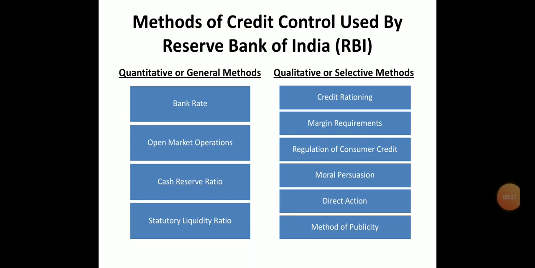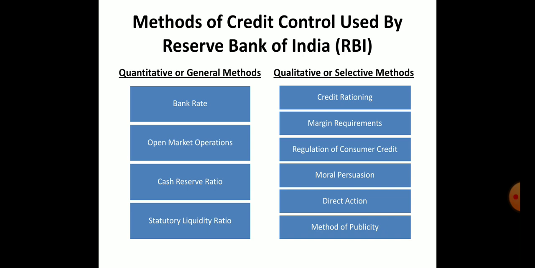Students, today we are discussing the methods of credit control used by RBI. Basically, this is about how RBI controls the money supply in the market. We have already studied this in your economics part. Here, there are two methods to control credit or money supply.